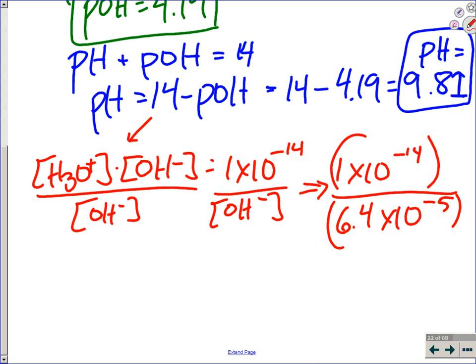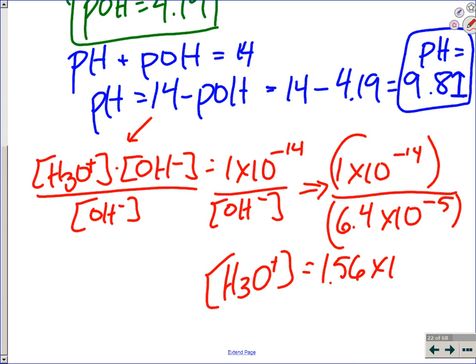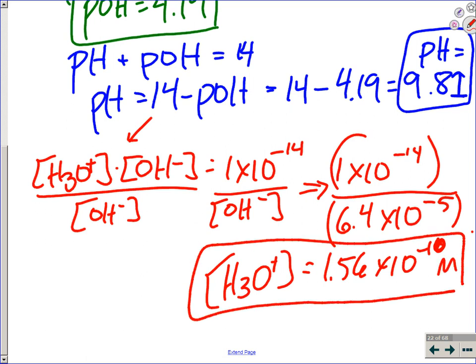So plug that in your calculator, parentheses, parentheses, parentheses, all the way through, and tell me what you get for hydronium. Look at your parentheses. I know from the exponent you're messed up someplace. 1.56 times 10 to the negative 10. Double check and verify right now that you are good with parentheses, because you'll get a bunch of questions wrong. And that's the molarity, 1.56 times 10 to the negative 10. Can I get a thumbs up? Okay.